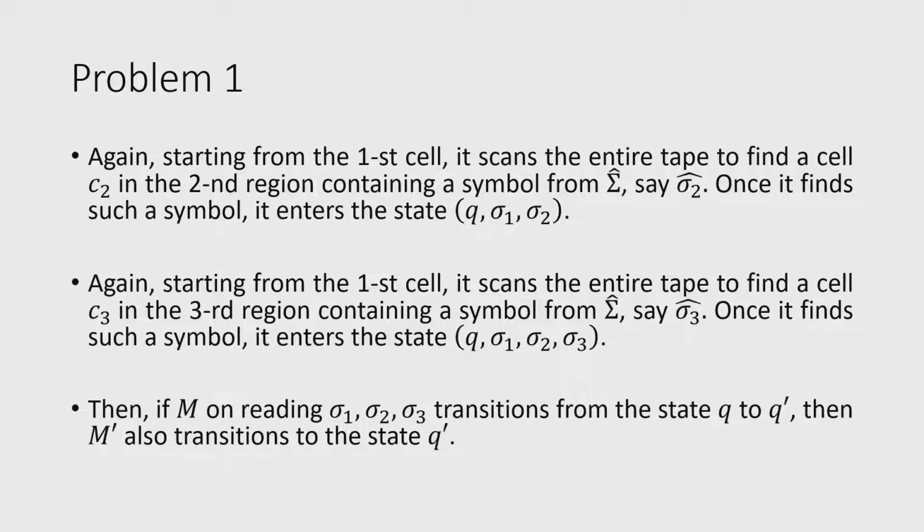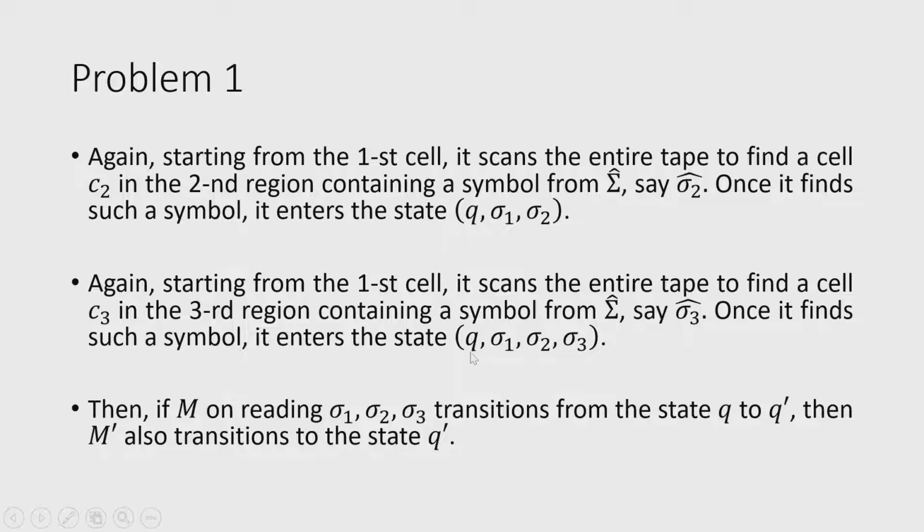After it has done this, it again goes back to the first cell of the tape and scans the entire tape to find a cell C2 in its second region containing a symbol from sigma hat. Let's call this symbol sigma 2 hat. Once it finds such a symbol, it enters the state q comma sigma 1 comma sigma 2. Again, starting from the first cell, it scans the entire tape to find a cell C3 in the third region containing a symbol from sigma hat. Let us suppose that this symbol is sigma 3 hat. Once it finds such a symbol, it enters the state q comma sigma 1 comma sigma 2 comma sigma 3.